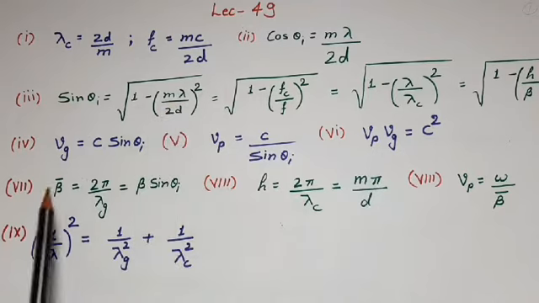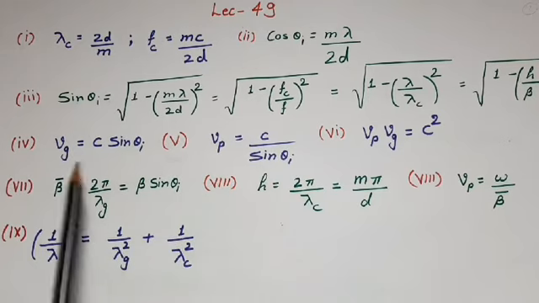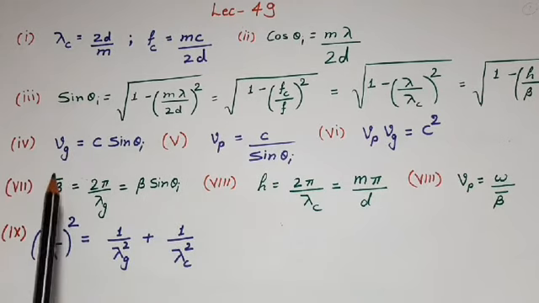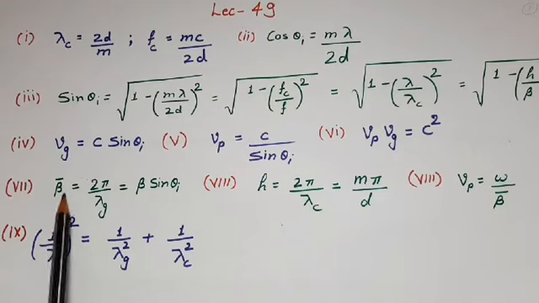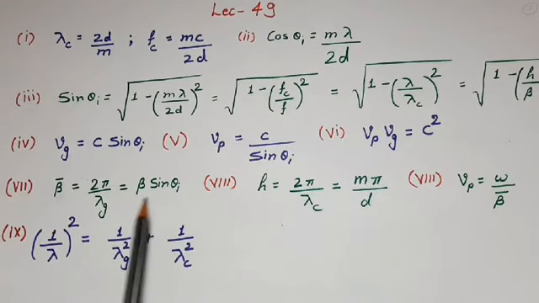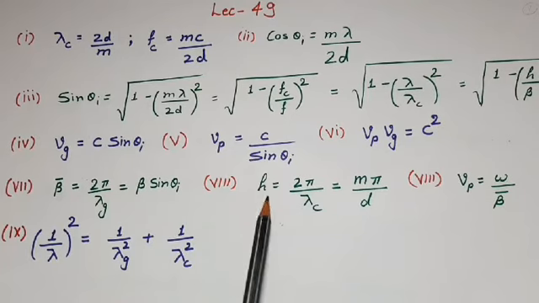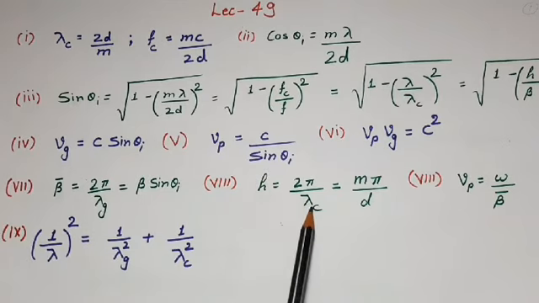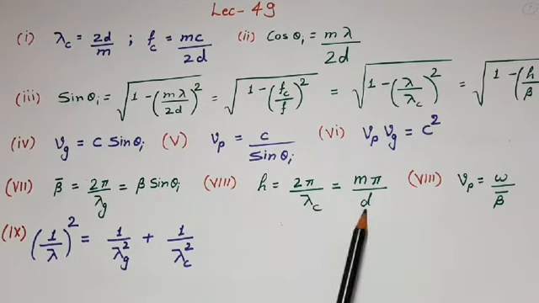Now because there is motion of electromagnetic wave in x direction and z direction, that's why two phase constants come into picture. First is phase constant in z direction denoted by beta bar equal to 2 pi upon lambda g, or can be written as beta sine of theta I. And second is phase constant in x direction, which is also known as cutoff phase denoted by h, and it is equal to 2 pi upon lambda c, which is also equal to m pi upon d.